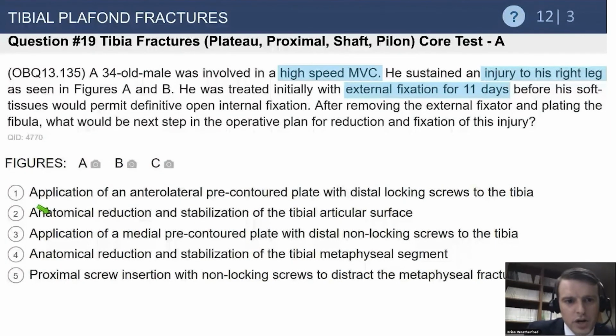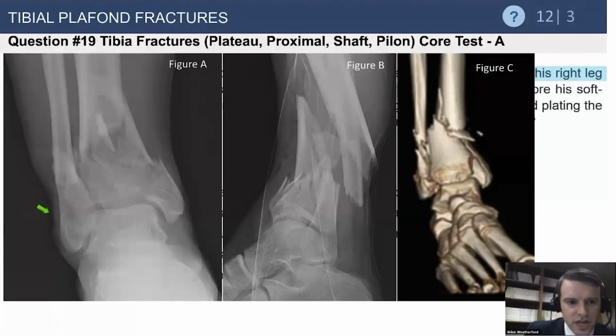Okay, here we go. Questions again. 34-year-old male, high-speed motor vehicle collision. External fixator for 11 days. Now it's safe to perform internal fixation. After removing the X-fix and fixing the fibula, what's the next step?